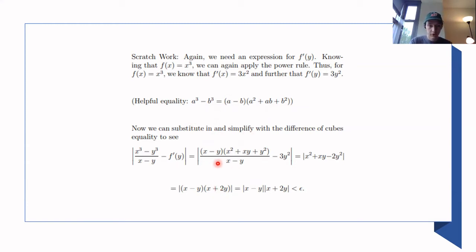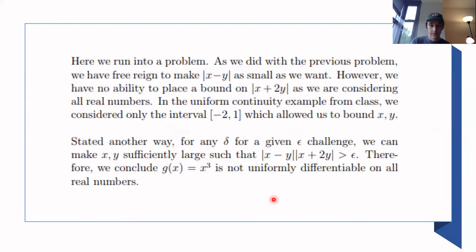So we use the difference of cubes and our expression for f prime of y to find this expression here, which equates to the absolute value of x minus y times the absolute value of x plus 2y less than epsilon. Here we run into a problem. We can make the absolute value of x minus y as small as we want with the manipulation of delta. However, we have no ability to place a bound on x plus 2y as we are considering all real numbers.